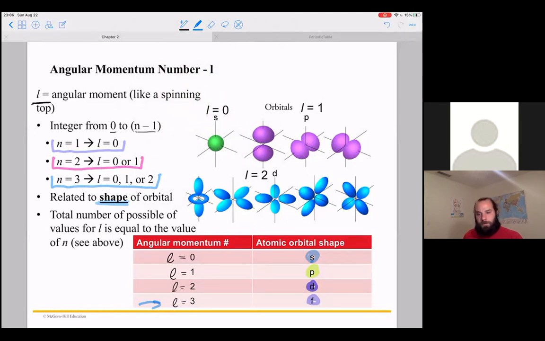Again, we're going to stick to the upper part of the periodic table, so let's not go too much into that. But anyways, yes, those are the different values that are allowed. So this is the rule for what the allowed values for L are.